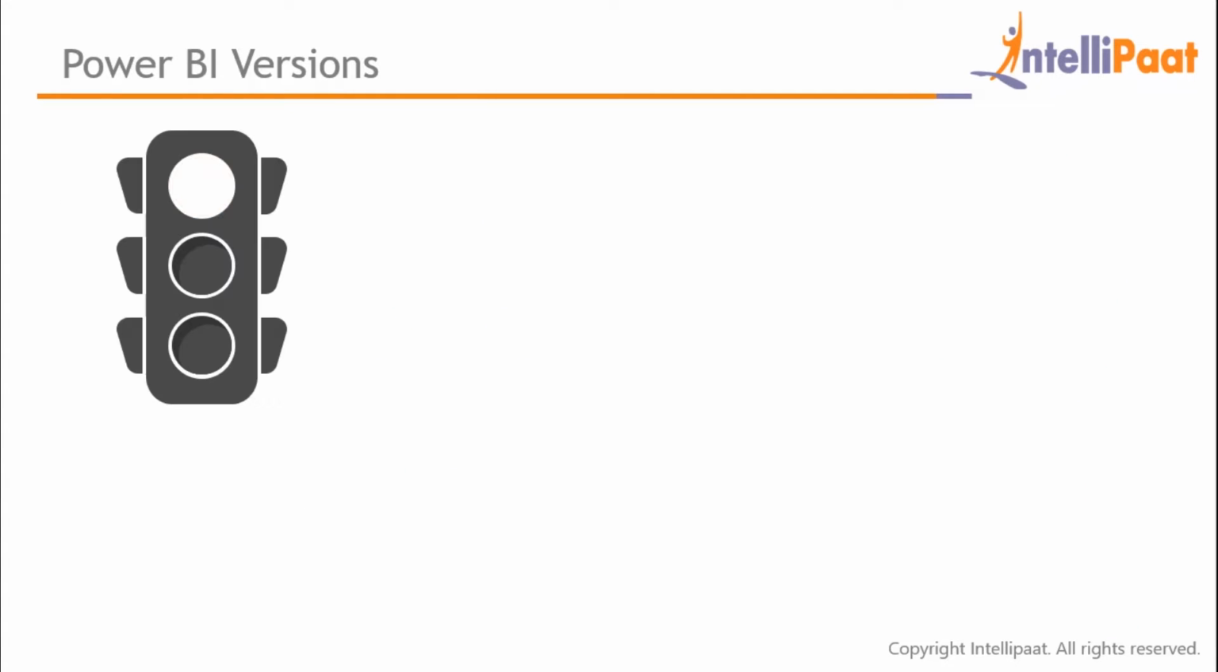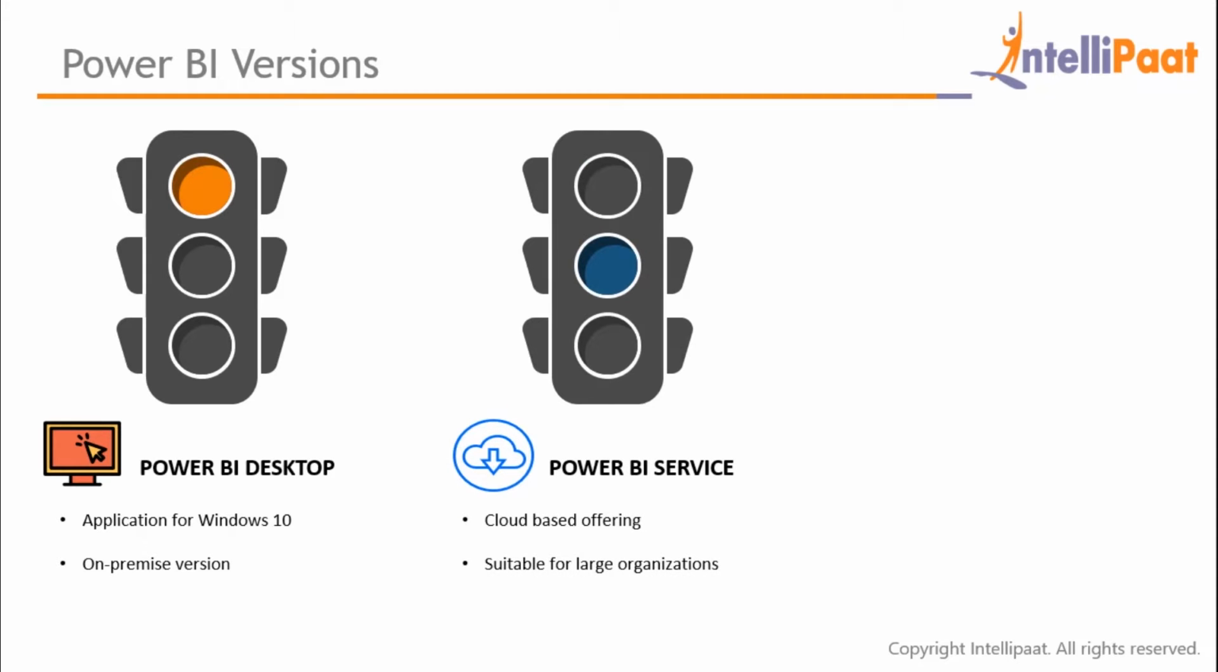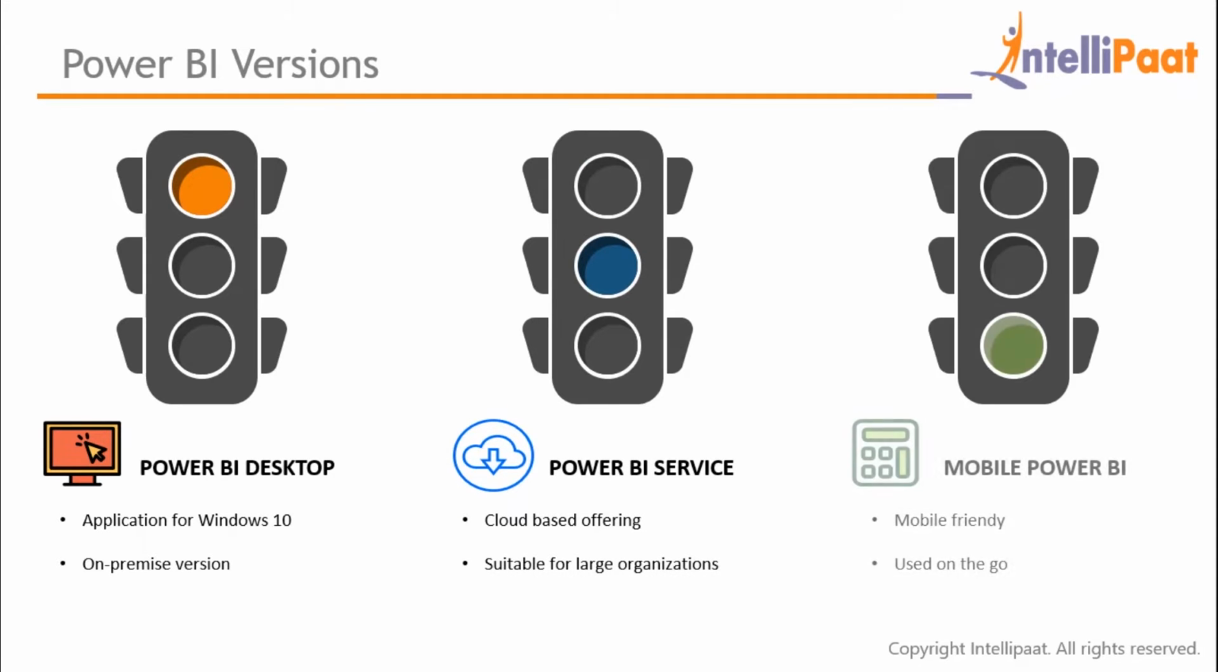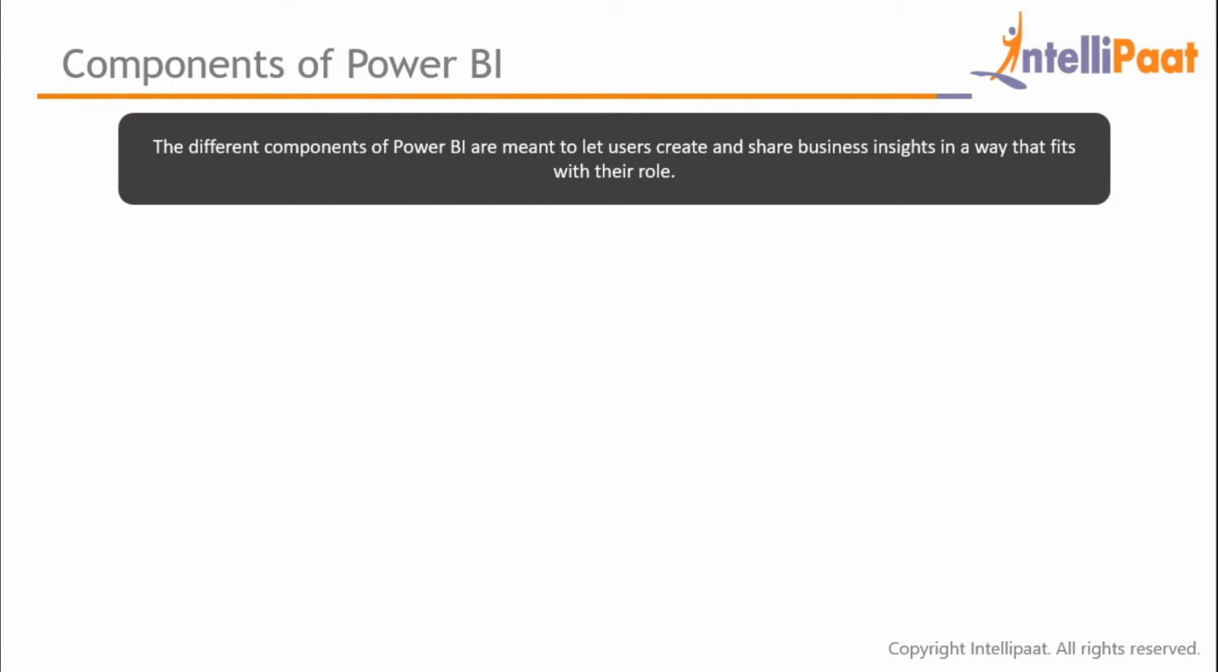While Power BI Desktop is an on-premise application for Windows 10, Power BI Service is mostly developed as a cloud offering, and Mobile Power BI is a mobile app that allows users to access Power BI on their mobile devices. But why is Power BI this popular? Well, thank its components. And these components are meant to let users create and share business insights in a way that fits best to their business roles.